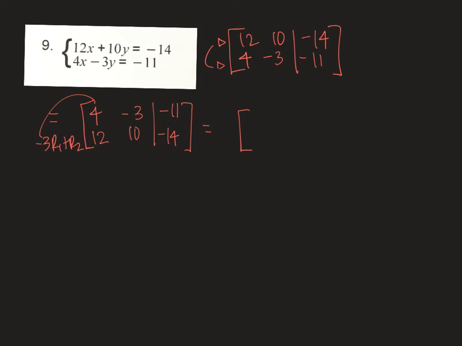So 4 times -3 is -12, plus 12 is 0. And remember, our first row is going to stay the same. -3 times -3 is 9, plus 10 is 19. And -3 times -11 is 33, and 33 plus -14 is 19.